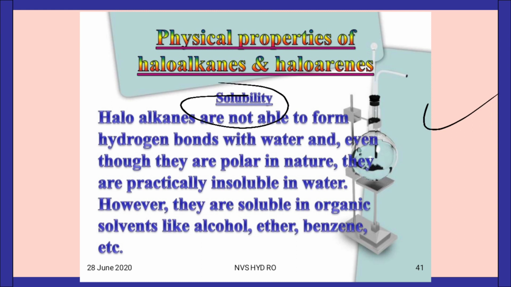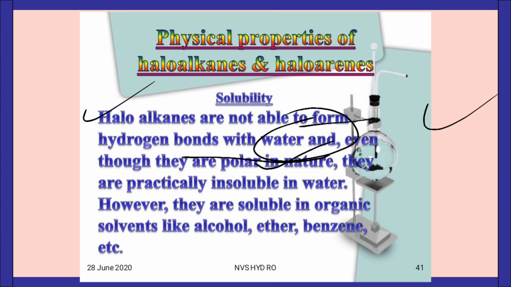First one is your solubility. Now in the case of solubility, haloalkanes are not able to form hydrogen bonds with water even though they are polar in nature. They are practically insoluble in water. However, they are soluble in organic solvents like alcohol, ethers and benzene. So remember that haloalkanes are not able to form hydrogen bonds with water because water does not have that sufficient capacity to break its power.